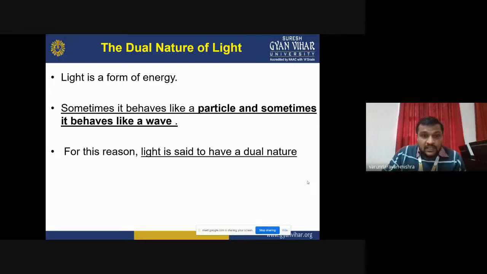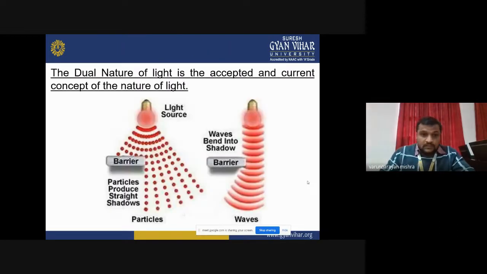Light has a dual nature, and light is also a kind of energy. It's a form of energy. Sometimes it behaves like a particle, sometimes it behaves like a wave, and because of this we have the theory of the dual nature of light. So the dual nature of light is accepted, and in the current concept of the nature of light, two experiments have been done, showing particle and wave characteristics.